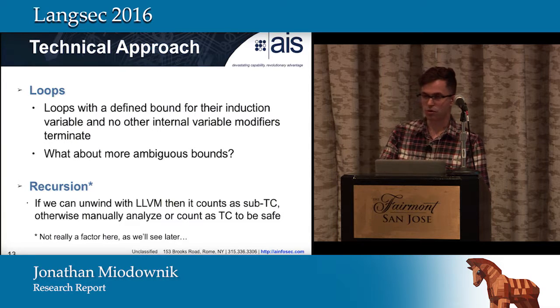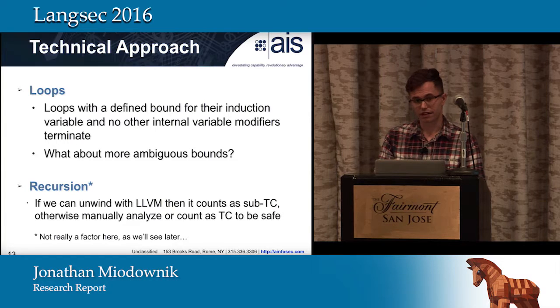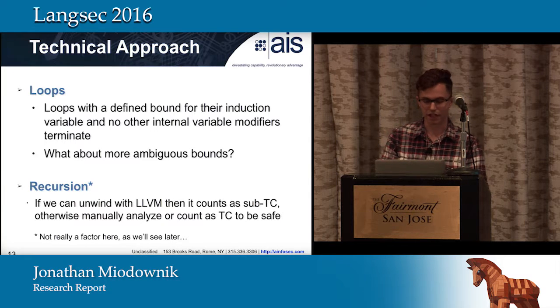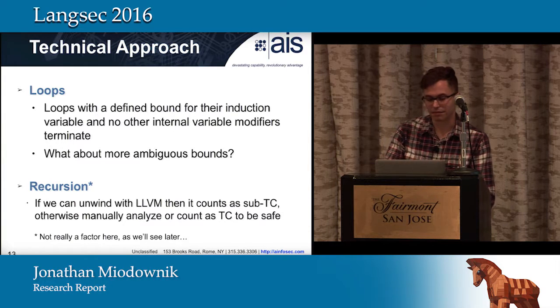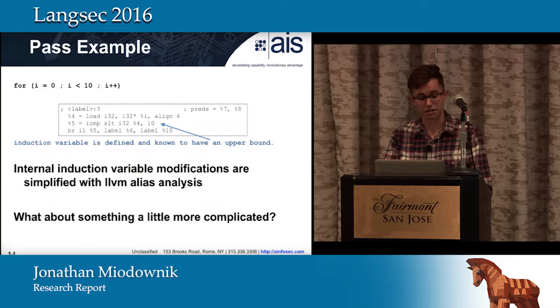We have some things that are more ambiguous, and you'll see they're pretty prevalent. Recursion you also think of a lot of times when you talk about Turing completeness. And LLVM does have the ability to fully unwind some things if it knows that the thing can be completely unwound. So we can count those as sub-Turing complete and default to say we'll have to manually analyze it after. But in general, you don't really see recursion in the kernel. It's just not something they do. So it's not really an issue for us.